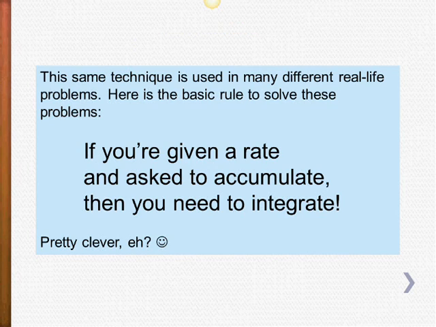The same technique is used in many different real-life problems. Here's the basic rule to solve these problems. If you are given a rate and you are asked to accumulate, then you need to integrate. I came up with that all by myself. If you're given a rate and you're asked to accumulate something over time, then you need to integrate that rate function to come up with how much you have accumulated over a certain time.